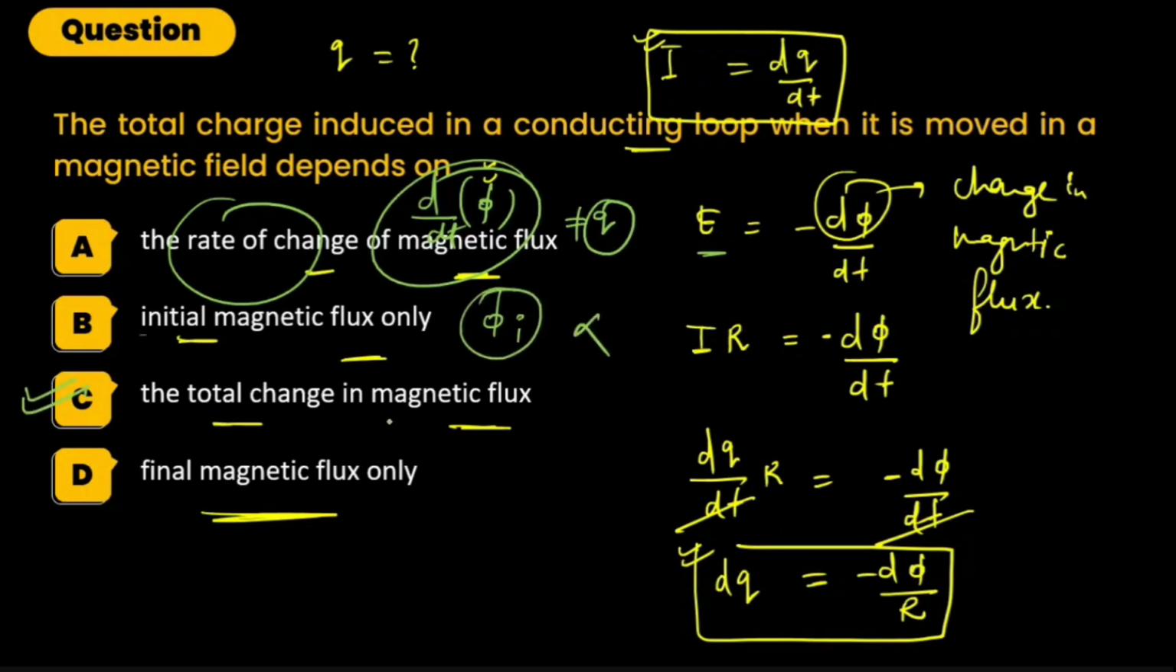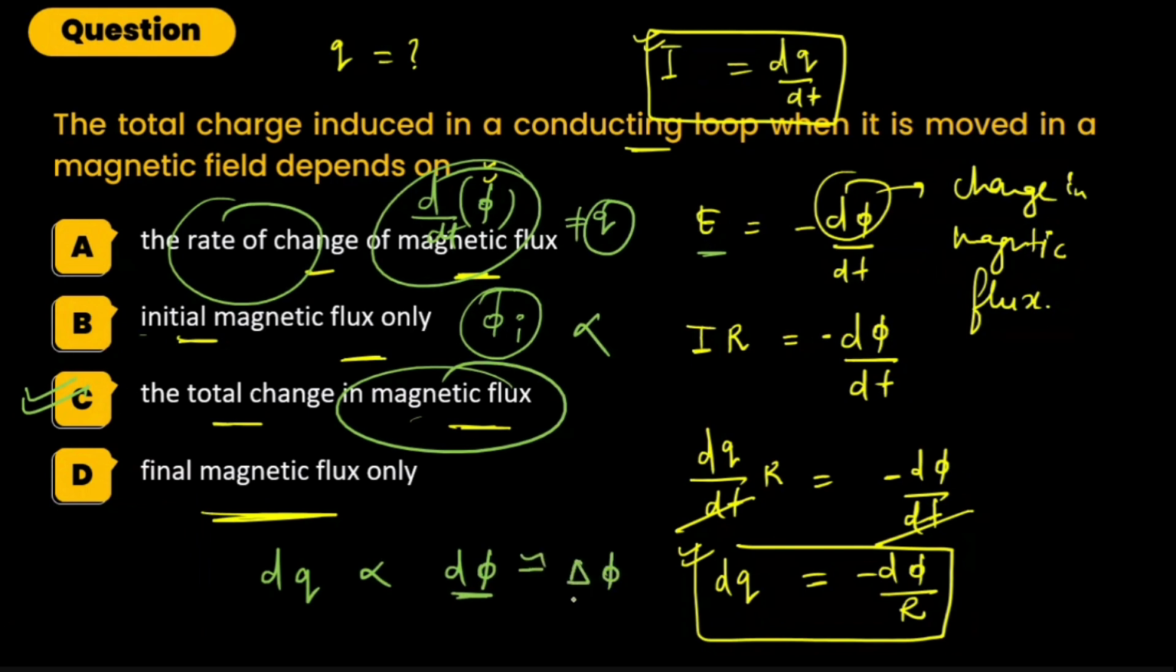Total change in the magnetic flux. And we can see here this dq is something which is directly proportional to d phi. D phi is what? D phi is change in flux. But we are not talking about rate. We're talking about the total change. Final magnetic flux only. That is also not the case. That is also not possible. So C is going to be the correct answer. Charge is something which directly depends upon the total change in the magnetic flux. So this is how we can see it. Is it clear?